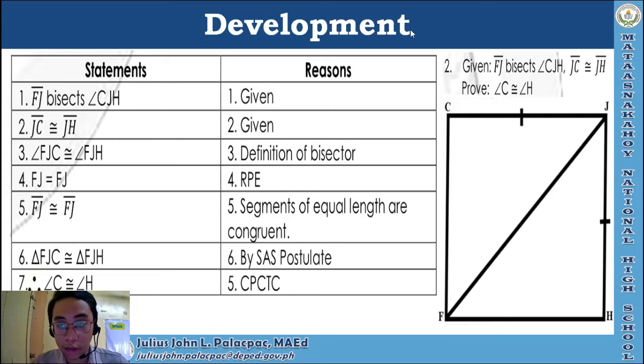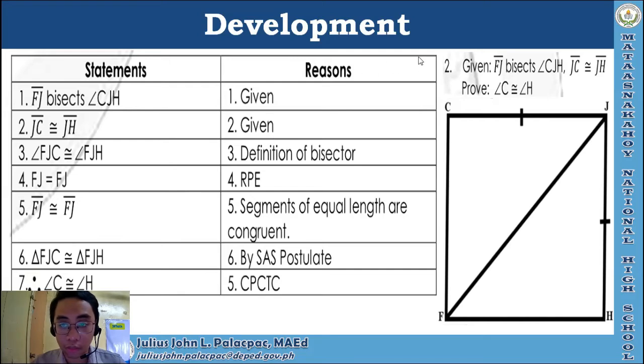Number 2, we have line segment FJ bisects angle CJH. Ibig sabihin, dinidivide ng FJ yung angle CJH sa dalawang equal na angles. So, JC and JH is congruent. So, yun ang ating mga given. We'll prove that angle C is congruent to angle H.